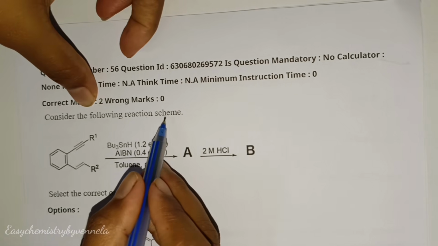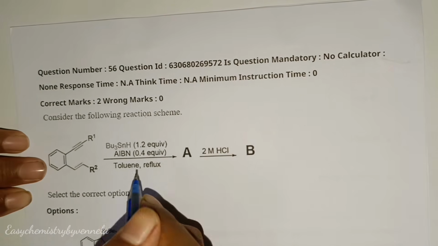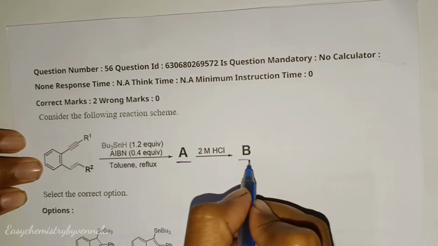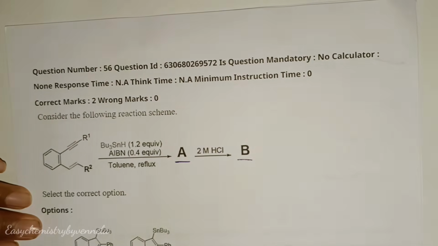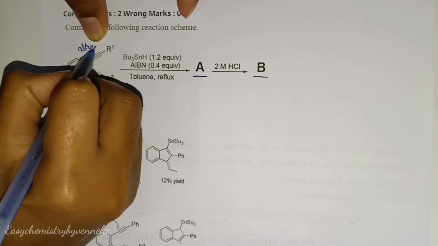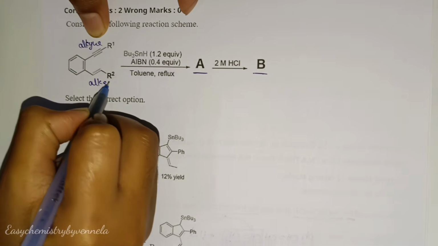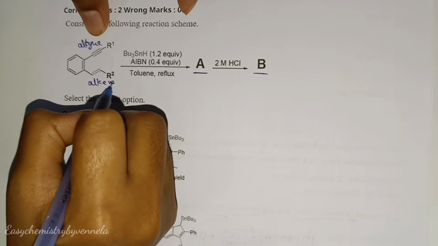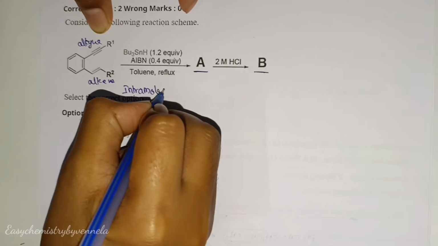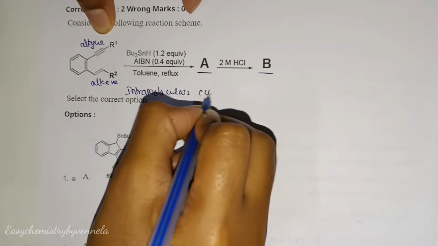Consider the following reaction scheme. They given the reaction and you have to find out the intermediate and final product. Here they given this one alkyne and alkene double bond. Both undergo intramolecular cyclization.